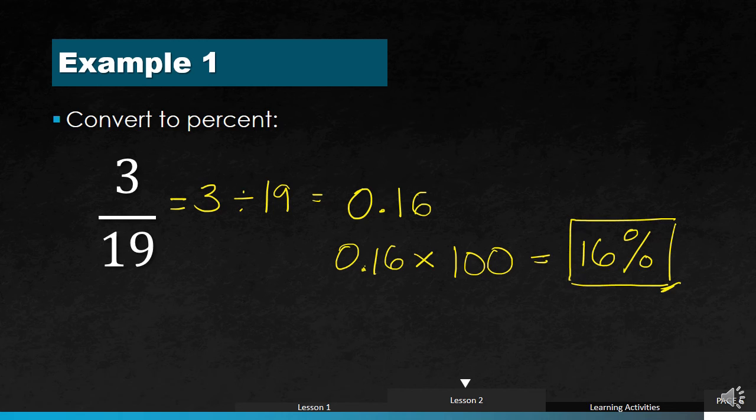Actually, the word percent means per 100. So here you have the symbol of percent. It's just like your 100, except that you put the 1 as a slash here, and then here are the 2 zeros. So there you go. So 3 over 19 in percent form is 16%.